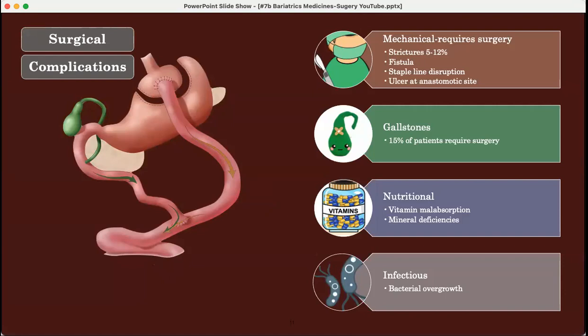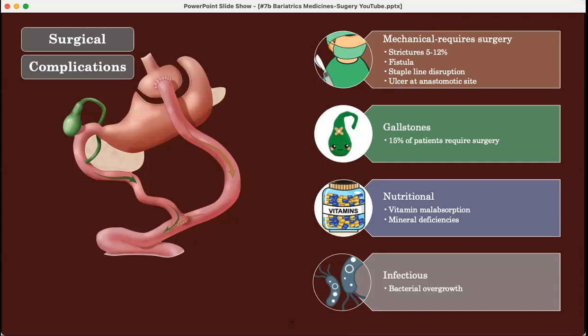Other surgical complications from this type of surgery are strictures, which are narrowing. They happen predominantly where there are suture lines, like in the suture line here where the jejunum and the duodenum attach. They can have suture line disruption or infection of those areas. They can develop ulcers. Remember, the stomach secretes gastric acid, so you can get ulcers in the jejunum.